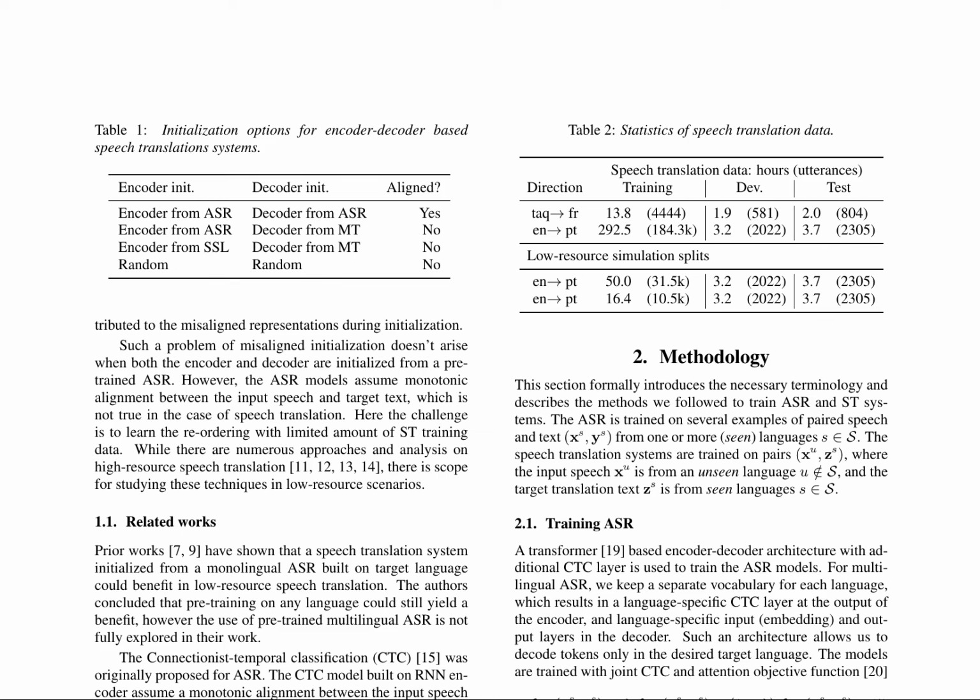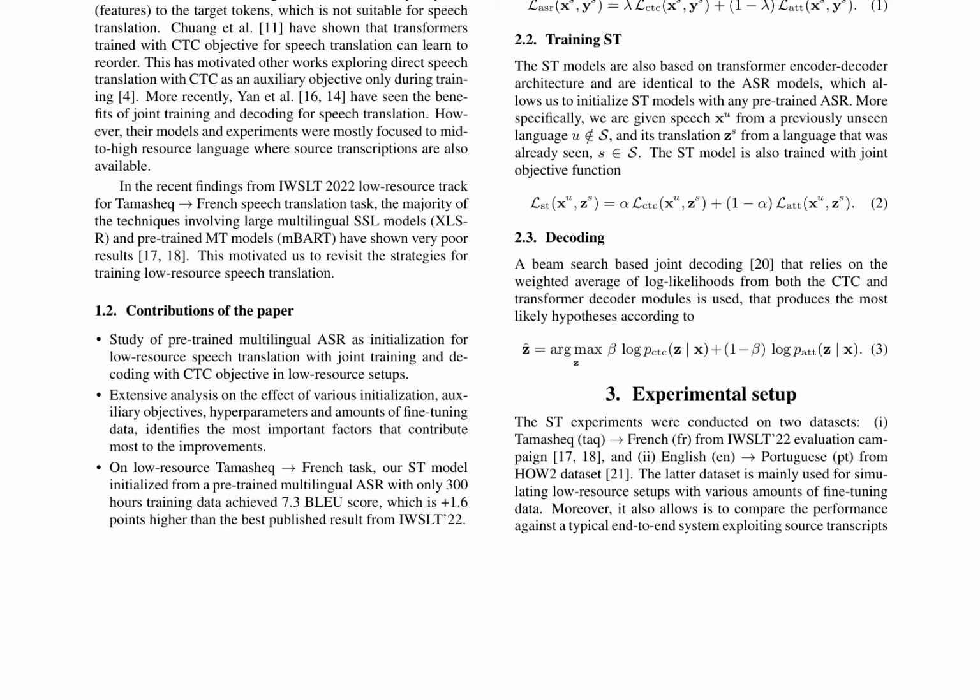The ST models are also based on transformer encoder-decoder architecture and are identical to the ASR models, allowing for initializing ST models with any pre-trained ASR. The ST model is trained with a joint objective function that combines the CTC and transformer decoder modules. A beam search-based joint decoding that relies on the weighted average of log likelihoods from both the CTC and transformer decoder modules is used, producing the most likely hypotheses according to the given equation.